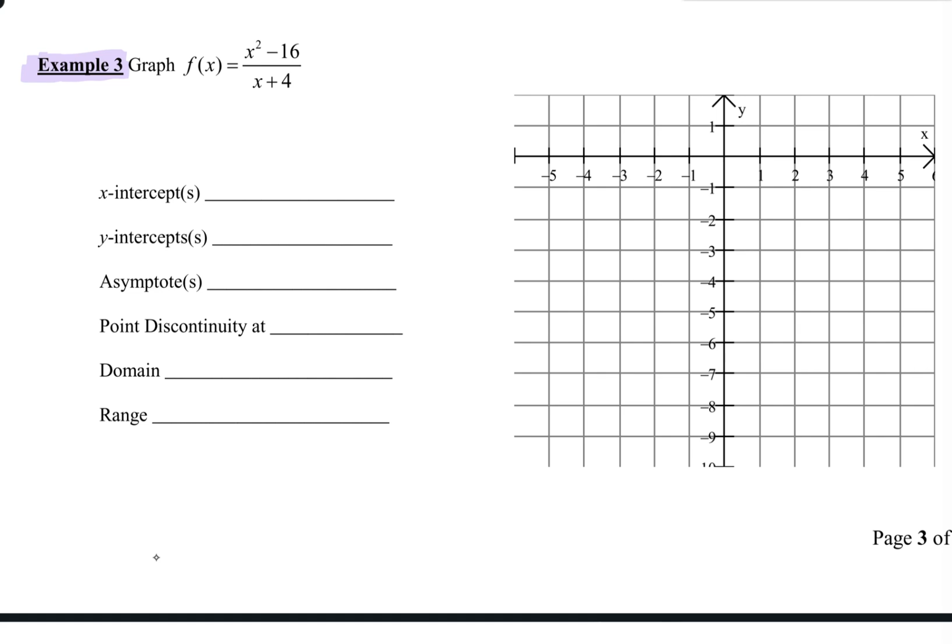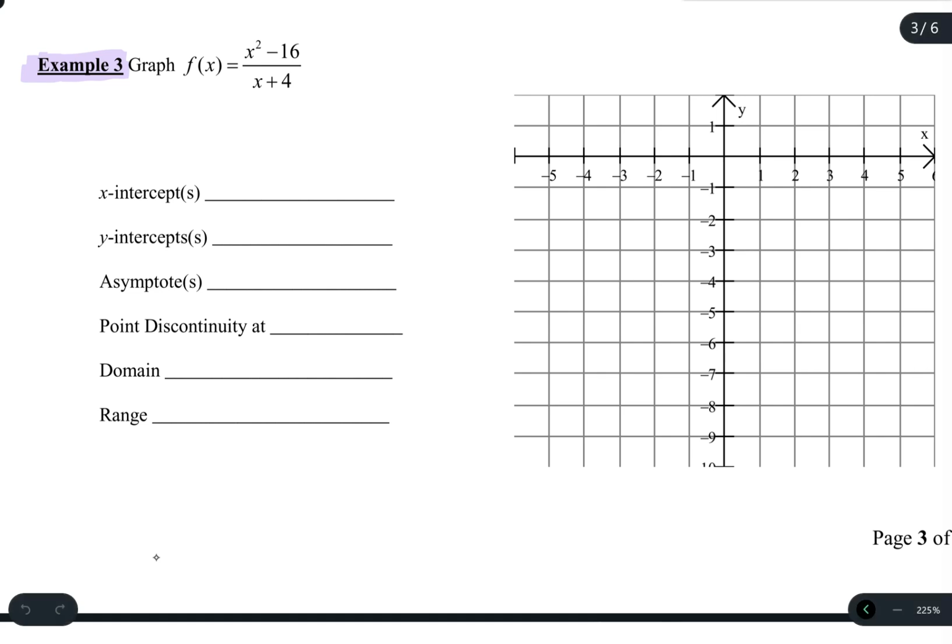You can look back at your work from those problems, and we're going to start with that, and then we're going to continue to build with these rational functions and continue to make the graphs. All right, so problem number 3. We are going to be graphing this: x squared minus 16 all over x plus 4.